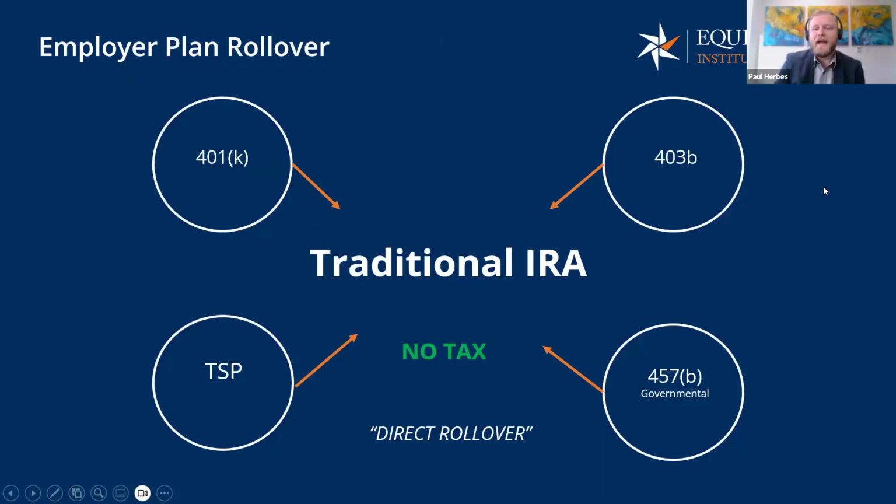Now, on this screen, we'll be able to take a look at all the different employer plans that can get rolled over into that traditional IRA. When we move funds like this, it's known as a direct rollover. There's two types of rollovers: one's a direct rollover and one's an indirect rollover. We'll always want to do a direct rollover. That's from one financial institution to another. You're allowed one indirect rollover every rolling 365 days.